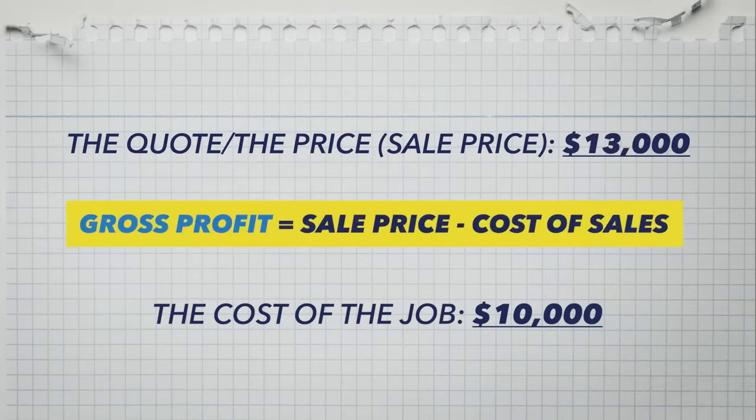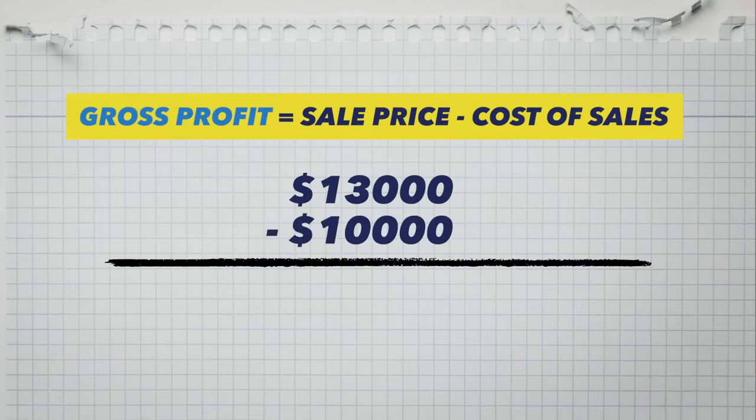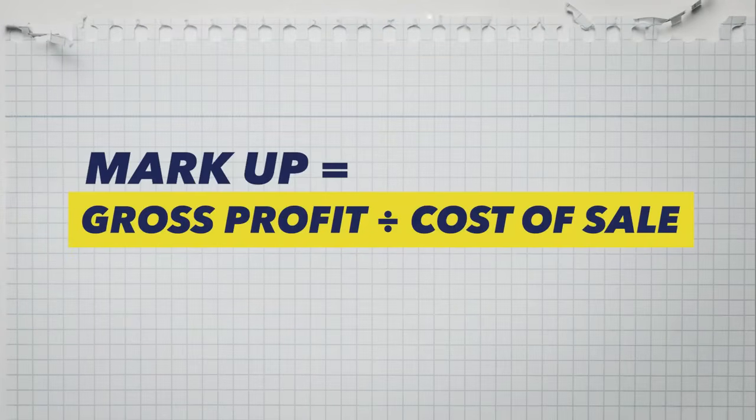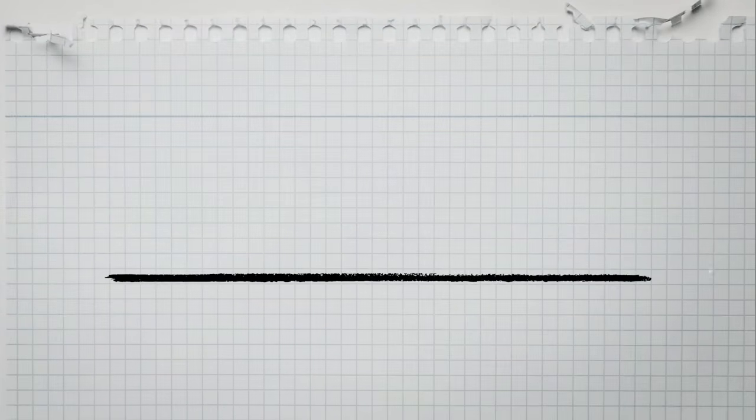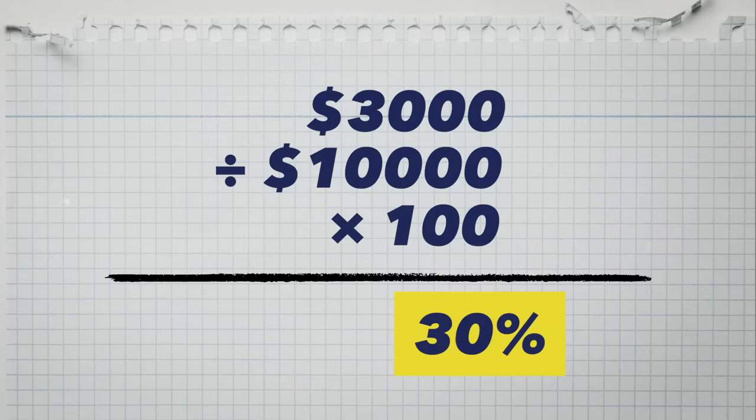Now to calculate our gross profit, we take the sale or the revenue and then we take off the cost of sales. That gives us the gross profit. In this case, it'll be $13,000 less $10,000, giving us a gross profit of $3,000. Now how does this translate into a markup and a margin? Well, your markup is a formula. Your markup is your gross profit divided by your cost of sales. In this case, it's $3,000 divided by $10,000 times 100 to get a percentage. That gives you a percentage of 30%.